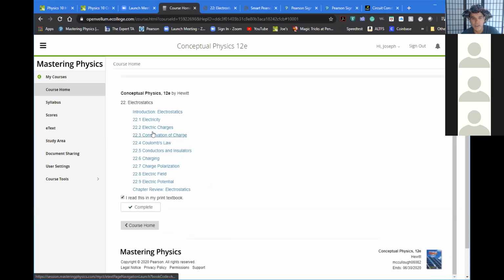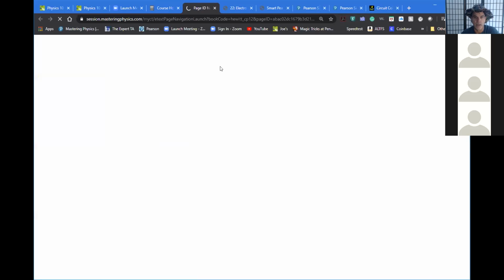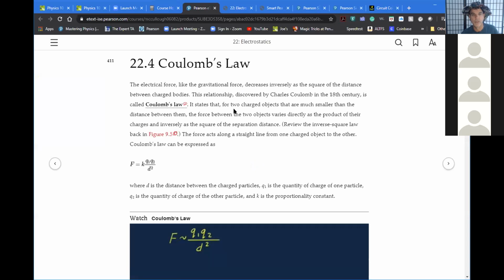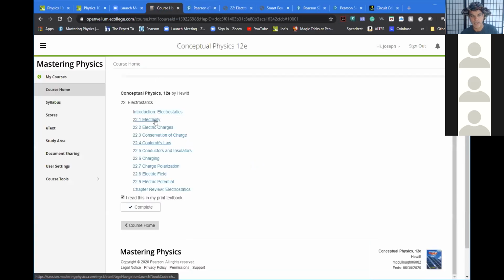If you wanted to read a specific section, if I click on Coulomb's law, it'll then take me to that particular section of the book. If I wanted to read it, eventually opening up Chapter 22. So you can just click on any one section, or like I was just showing people earlier today, you could just click, hey, I read this in my book, mark it as completed.